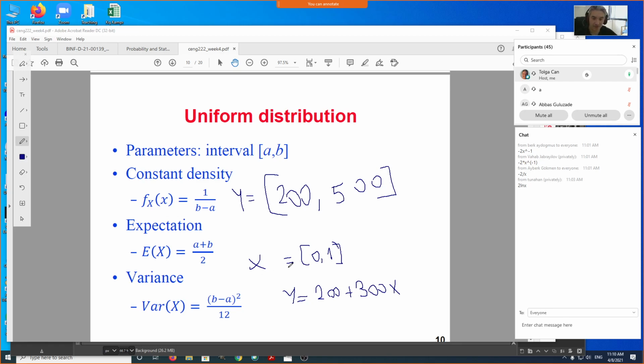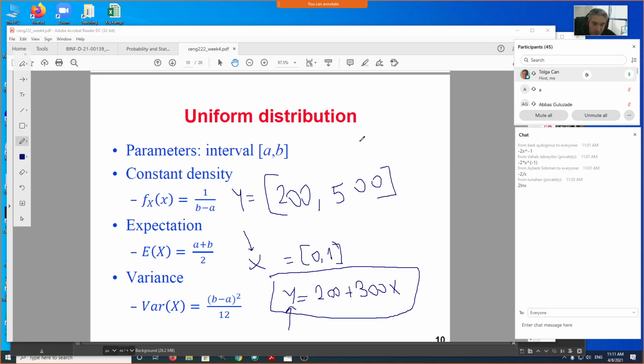You enlarge your standard distribution 300 times more because the interval between A and B is 300 units long. So you scale, you enlarge it 300 times, and then you move it to 200, so that it's moved on the x-axis to this variable. So any uniform random variable like this y could be generated as a linear combination of the standard uniform random variable x like this.